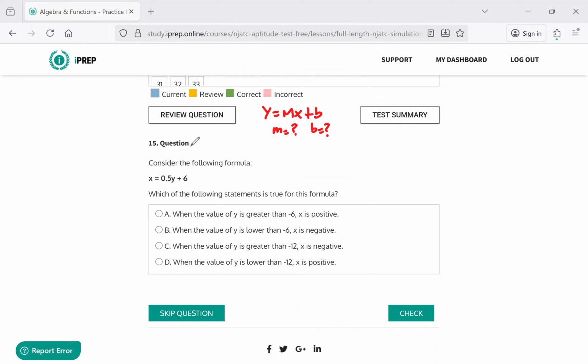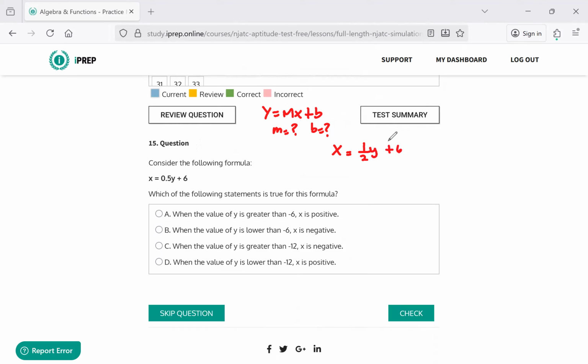I'm going to solve for y, but the only problem is 0.5. I have this decimal, and I don't like it. I can rewrite 0.5 as 1/2, right? 1/2 is the same thing as 0.5.